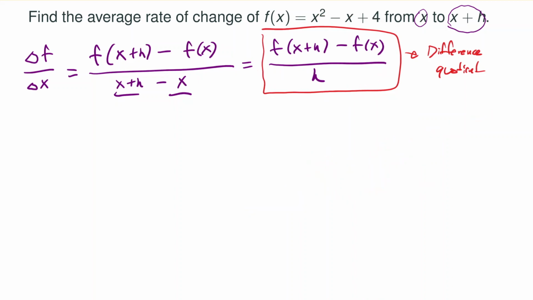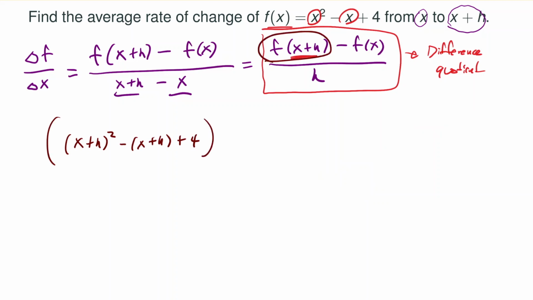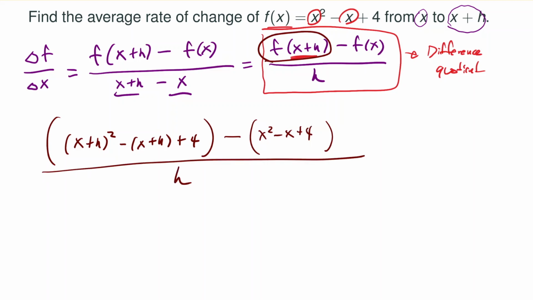So let's compute this. First plug x plus h in for the first part. So we have x plus h squared minus x plus h plus 4. This entire thing is just f of x plus h, where I plug x plus h in as input. Minus f of x, just copy f of x from the given function: x squared minus x plus 4. The entire thing over h. After this, we simplify.